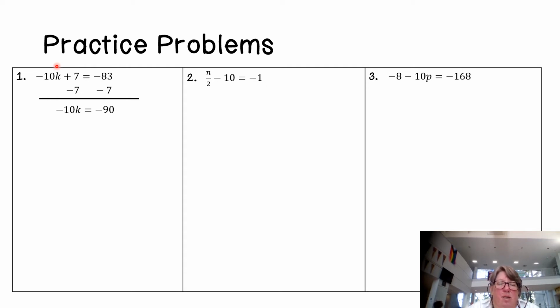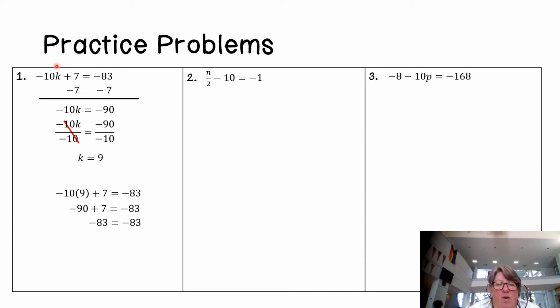Step 2 is get that variable alone. So we're going to divide by the coefficient so that we end up with just the k. So we're going to divide both sides by -10. We know that -10 divided by -10 is a 1. So that leaves just k on the left side, and we have 9 on the right. So that's our possible solution. We're going to put it back into our original equation, and we are going to simplify, and we get a true statement. So we know that our solution is correct. So k = 9 is our solution.